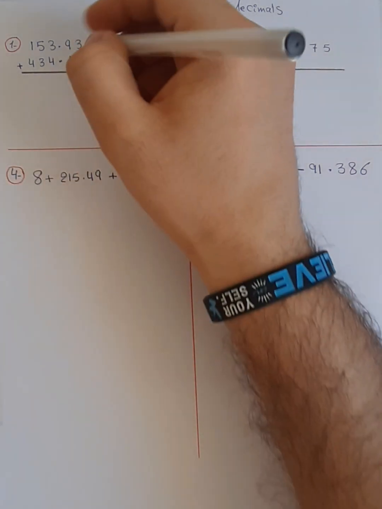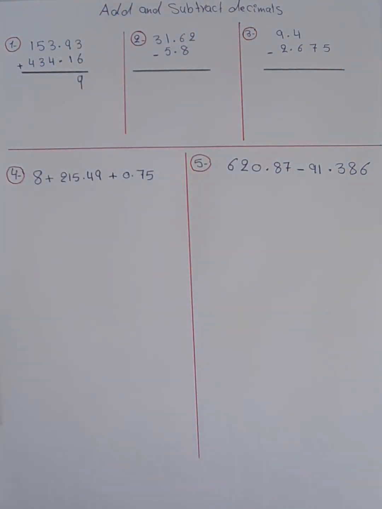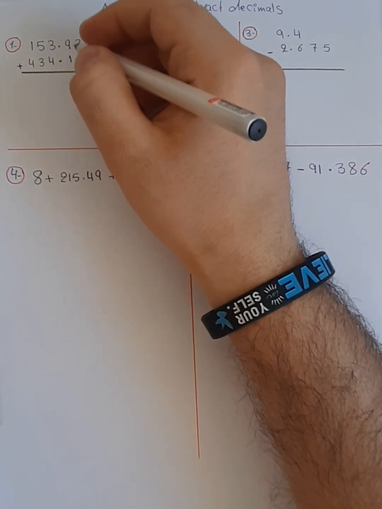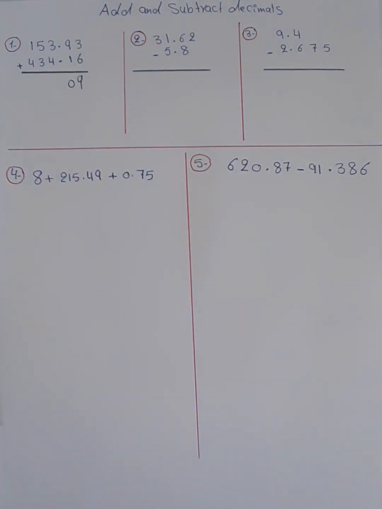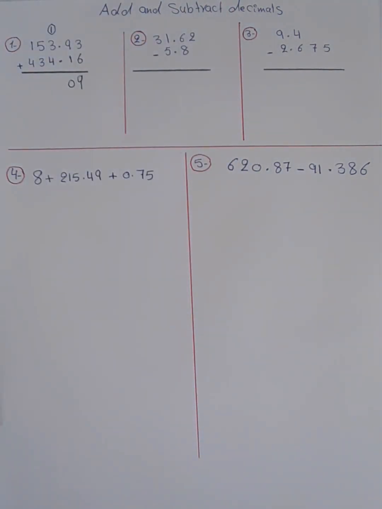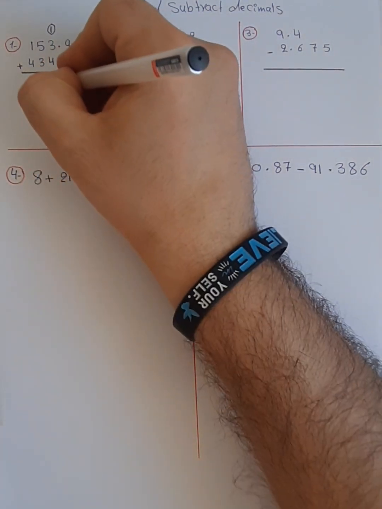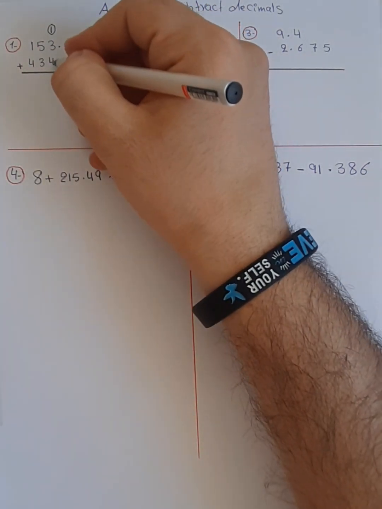So 3 plus 6 equal to 9. And then we have 9 plus 1 equal to 10. We have to regroup, write 0 under 1 and 1 over 3. And then we have to write the decimal point in the same place. Now we have 1 plus 3 equal to 4 and 4 plus 4 equal to 8.